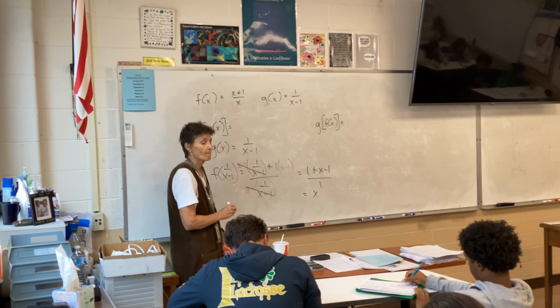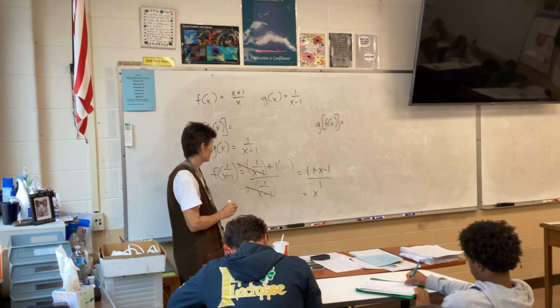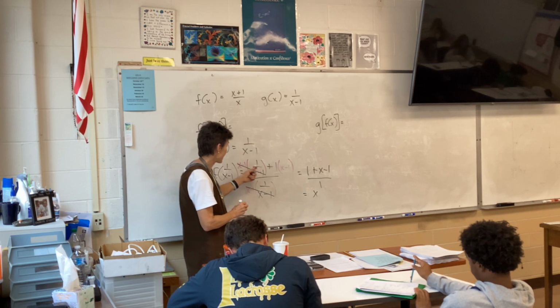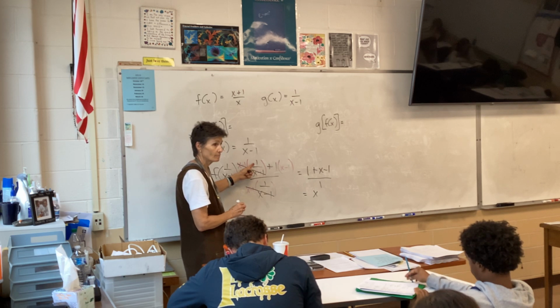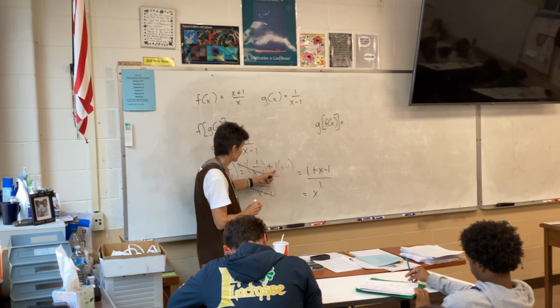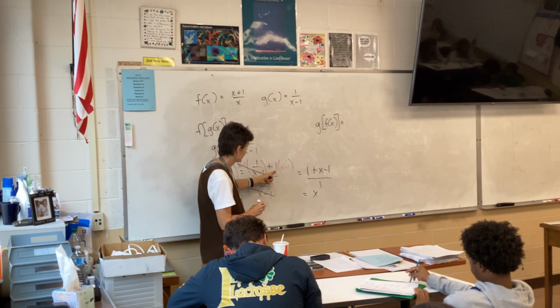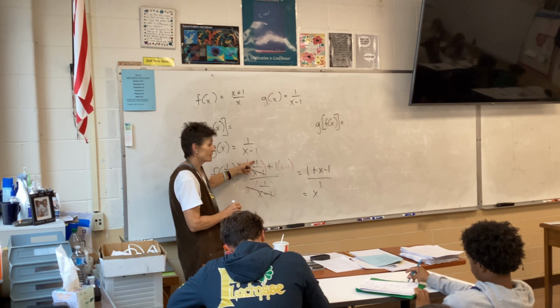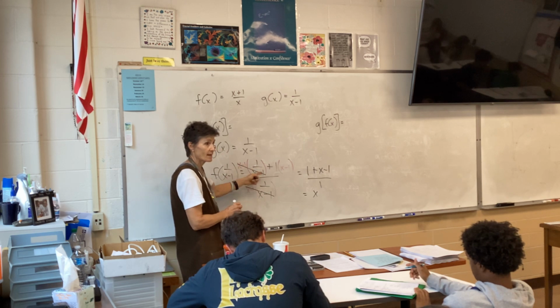How did the plus 1 come in on the top? No, the 1 plus x minus 1. Where'd that first 1 come from? That one is this one right here. It's all that's left when I multiply these together.